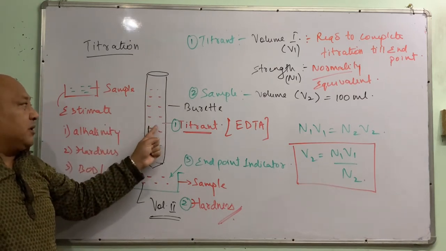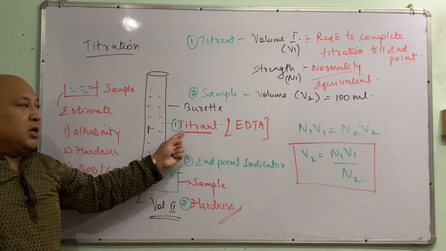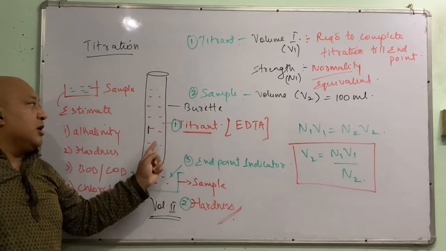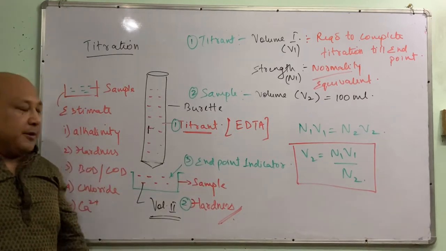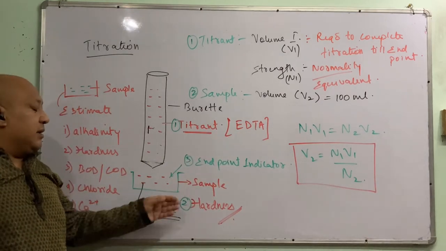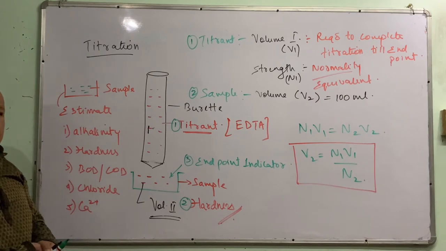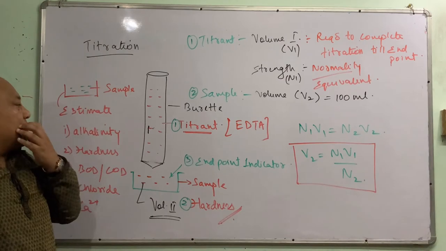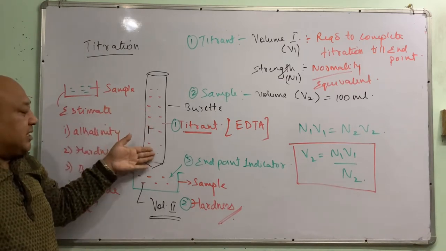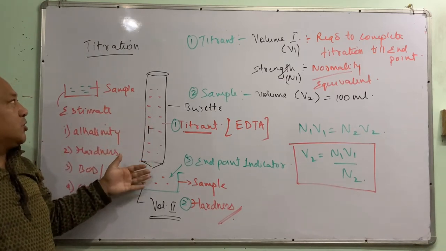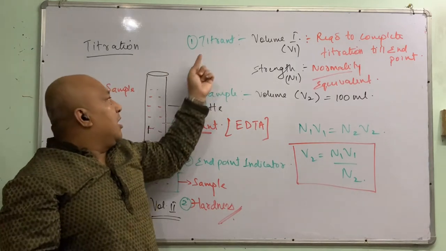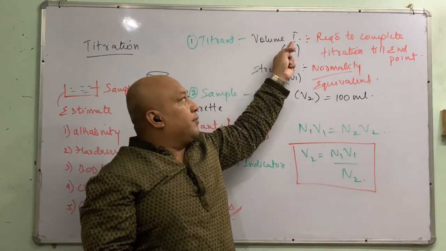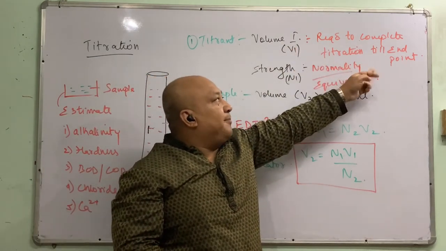In a burette, we are going to use a titrant, and based on the titrant you can estimate. For example, for hardness we use EDTA, and for the endpoint indicator I think we used murexide, which I will check once more. The titration is done till the endpoint. The volume of titrant consumed to finish the titration is V1, required to complete the titration till the endpoint.